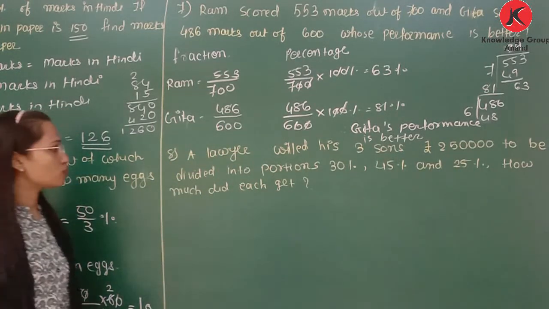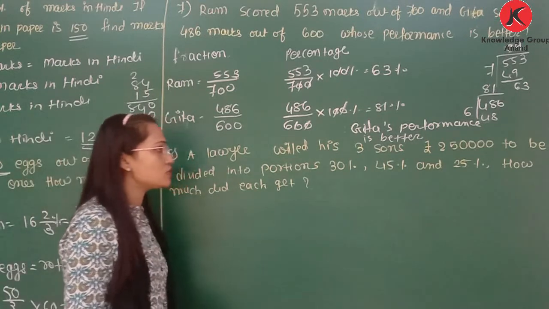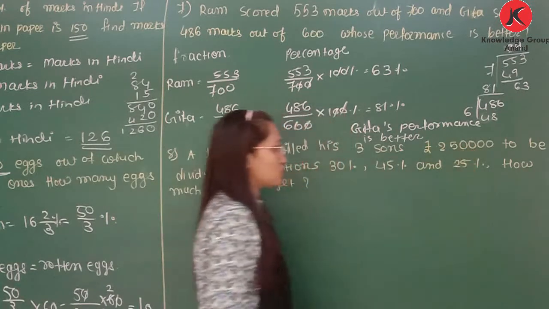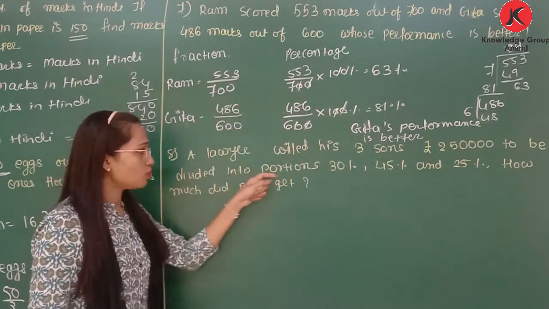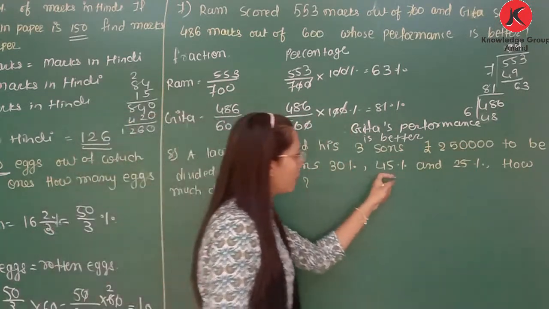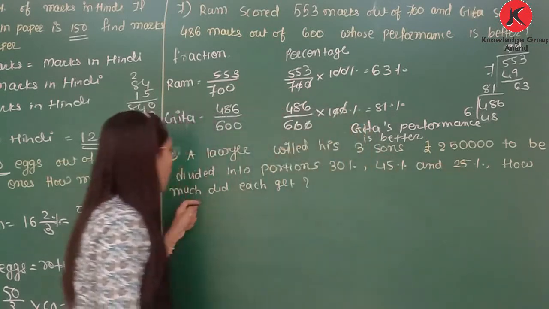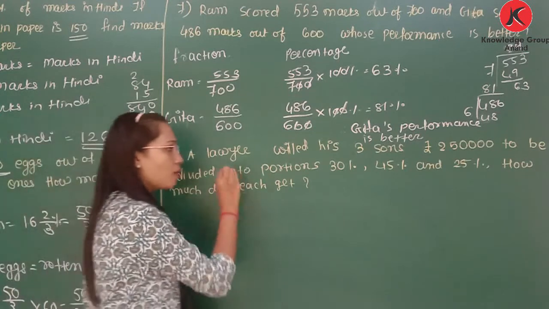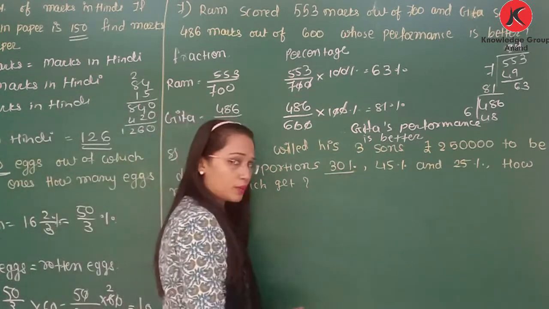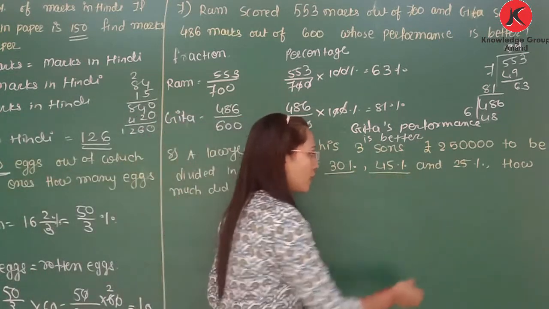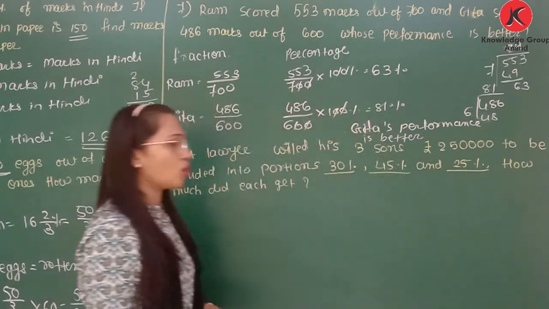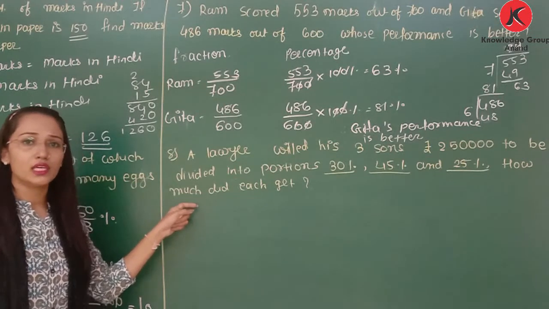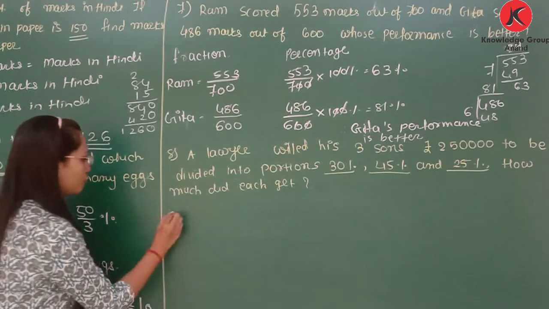Clear? Now next one. A lawyer willed his 3 sons 2,50,000 to be divided into portions of 30%, 45%, 25%. How much did each get? So the first son got 30%, the second got 45%, and the third one got 25%. So we need to find the money got by each son.